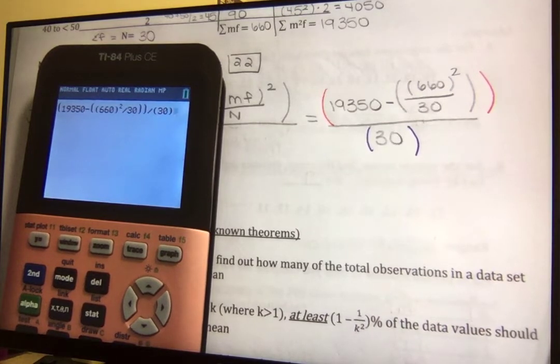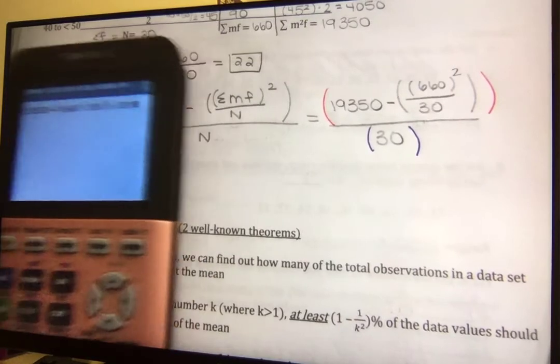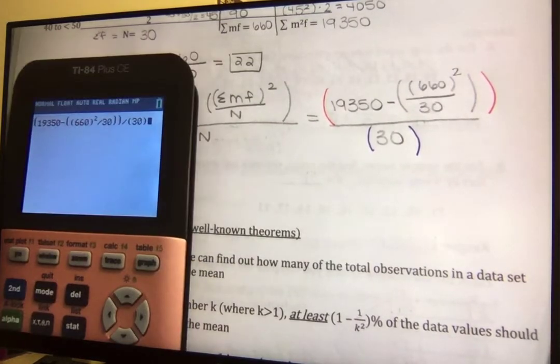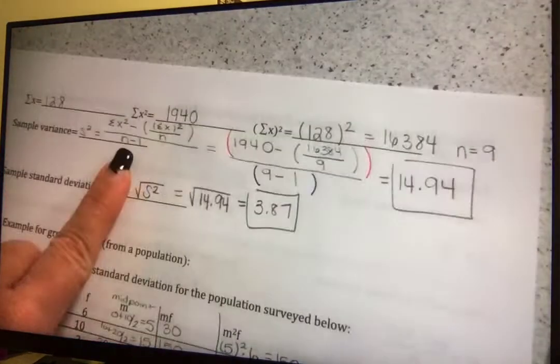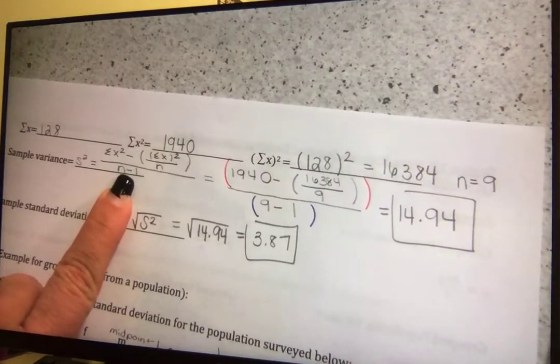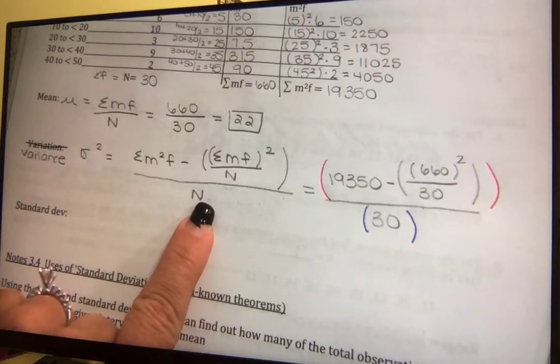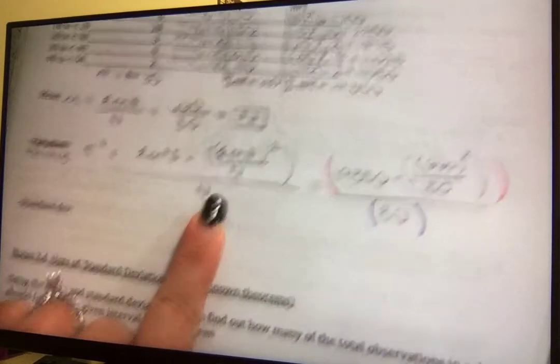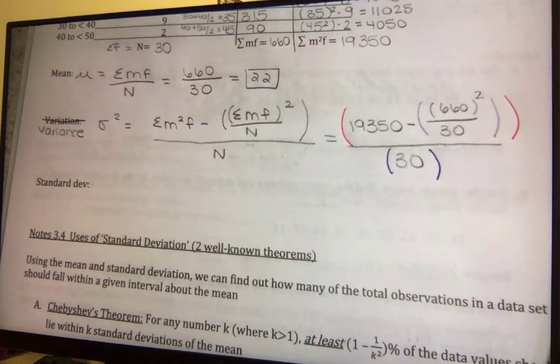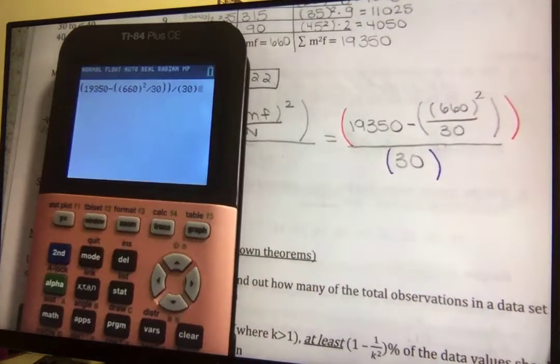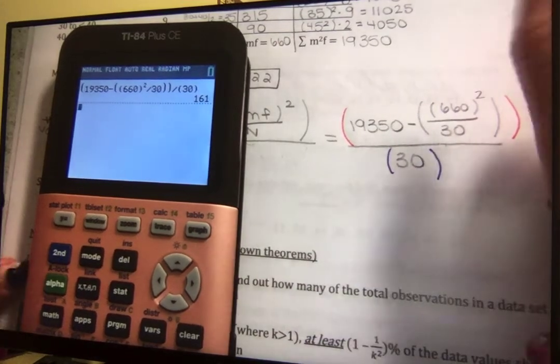Yes, ma'am. So on the 104, they did 9 minus 1, but on this one you need to subtract for n, or n. Right. So up here, this was the sample. So whenever it's a sample, it's n minus 1 in our formula. Down here is a population. So for a population, it's just n, just going back to the formula. So good observation. But yeah, very tricky. Thank you for pointing that out. So equals 161.